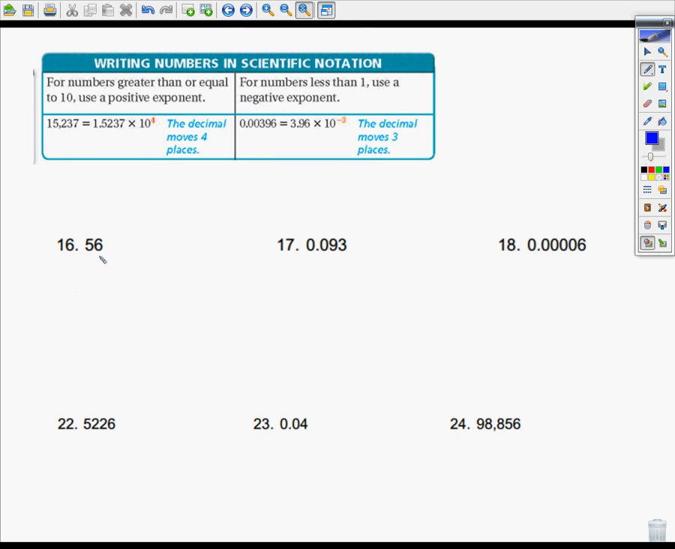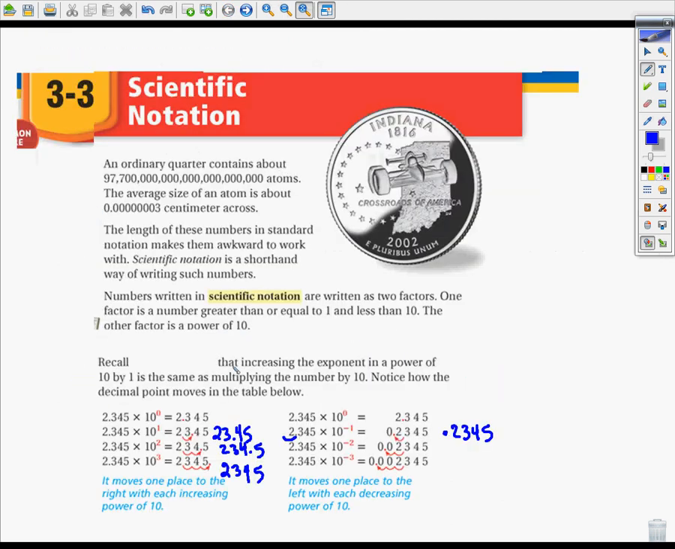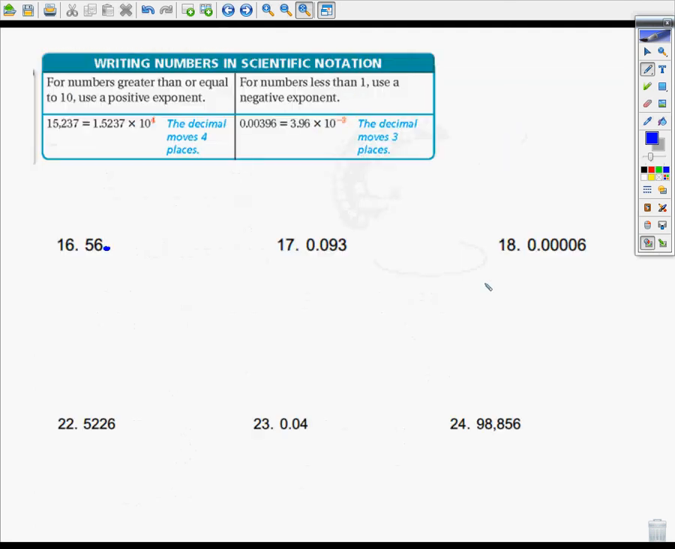So 56 is this number right here. It's really 56.0. And remember, in scientific notation, there are two factors. The first one is a number greater than or equal to 1, but less than 10. So I can't use 56, I can use 5.6, times 10. I move it one place, so it's 10 to the first power, because if I were to multiply 5.6 times 10, it'd make 56.